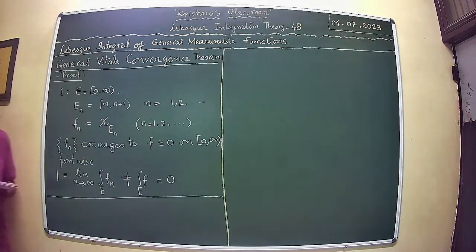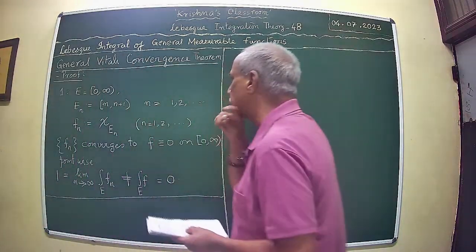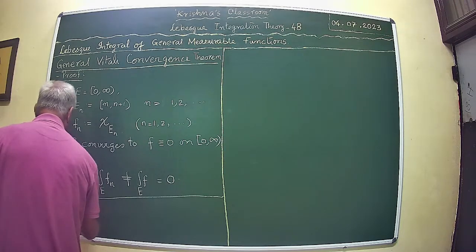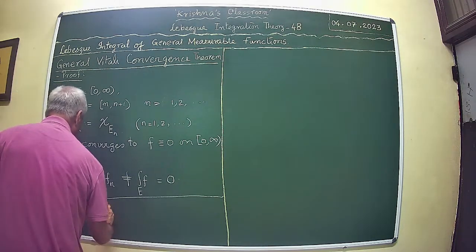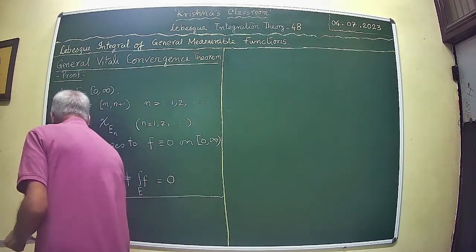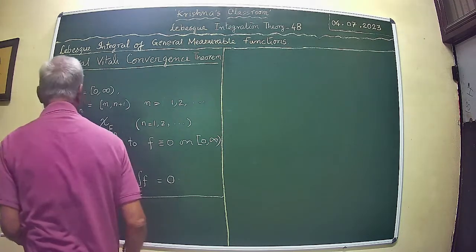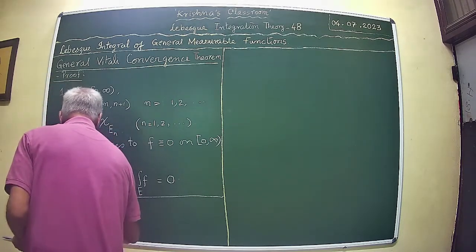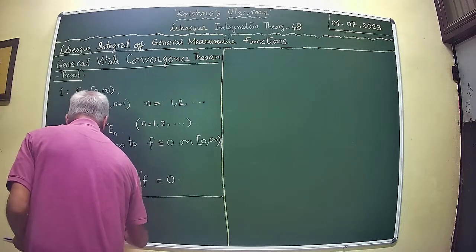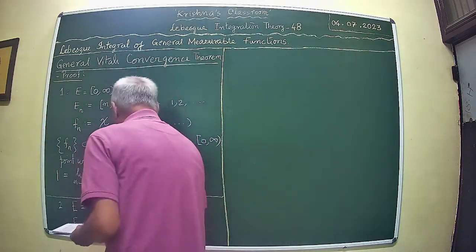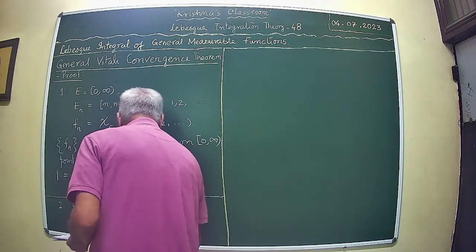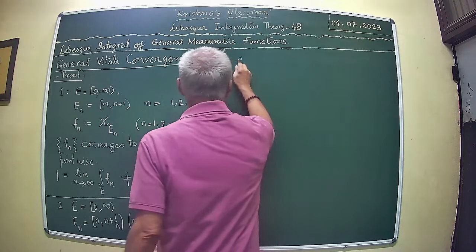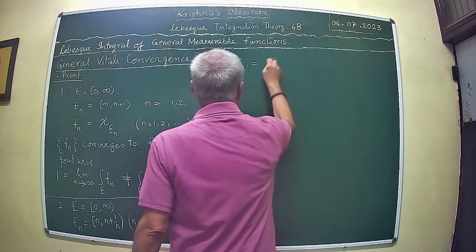A second example that is closely related to this is the following. We have once again E as 0 to infinity, and we have En in this case equal to the interval n to n plus 1 by n, for n equal to 1, 2, and so on. Then we defined once again Fn as before, the characteristic function of En.